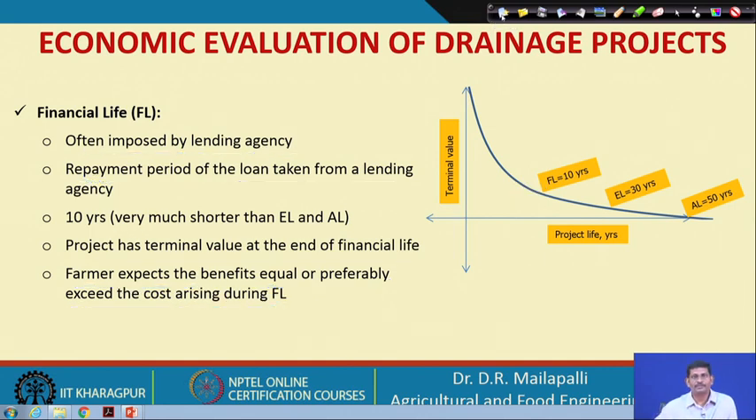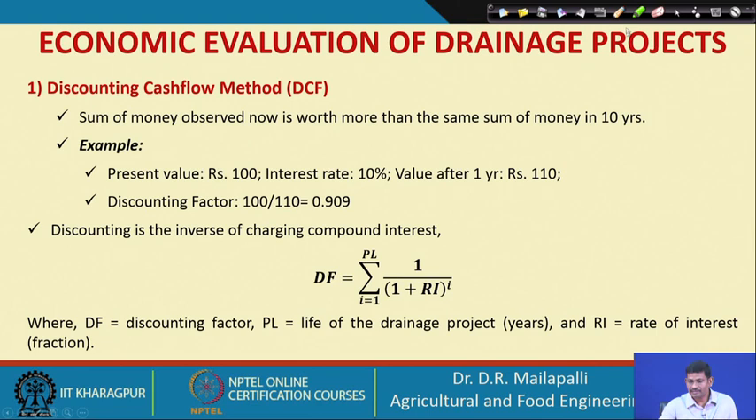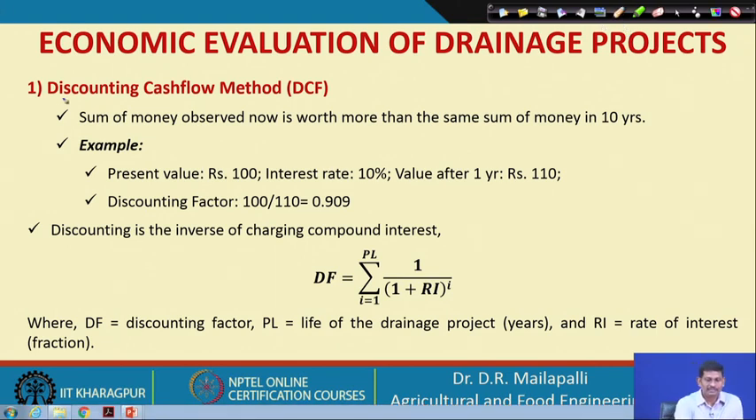These three lives are very important during the economic analysis of a drainage project. The next is, as I said, the discounting cash flow method. This is very useful in order to understand whether the investment you made today is really worth it in 10 years or not. The benefits which happen in 10 years will be taken back to the present value, and then the costs and benefits are compared.